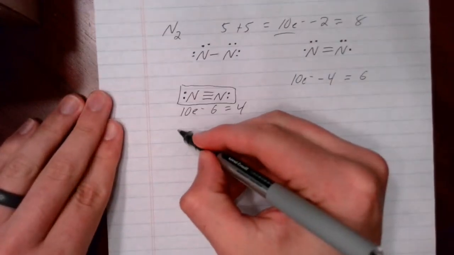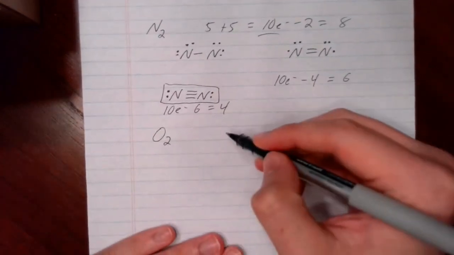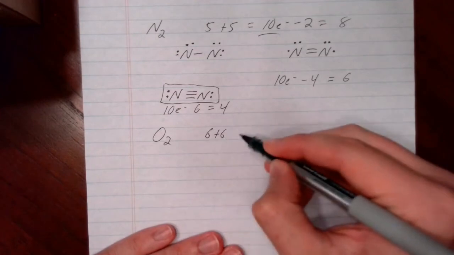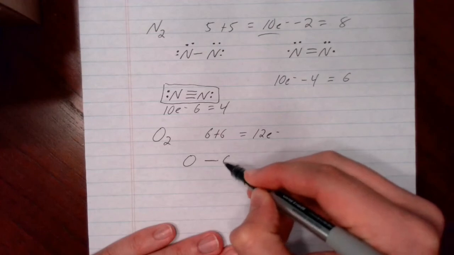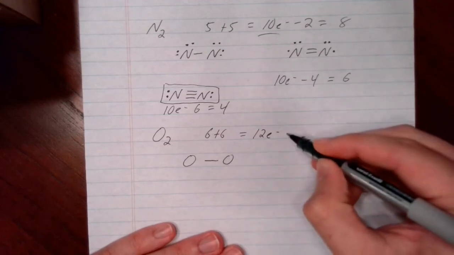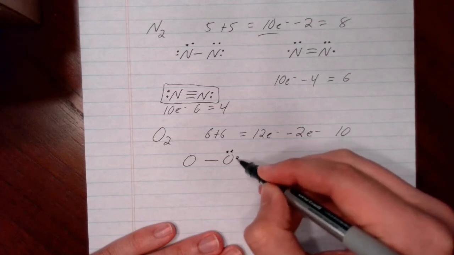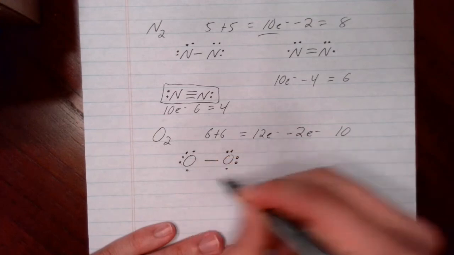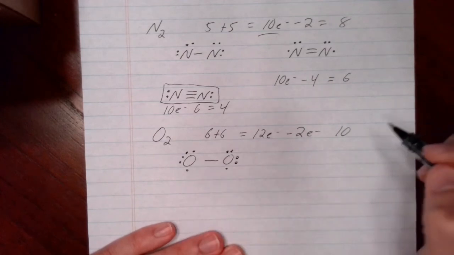So let's try the next diatomic molecule, O2. Oxygen is in 6A, so I have 6 plus 6 is 12 electrons total. So I start off with a skeletal structure. I've used 2 electrons, so I'm left with 10. So I'll put 5 around each. So typically, if you ever have an unpaired electron, something's probably wrong, okay? That's very rarely going to be the case.